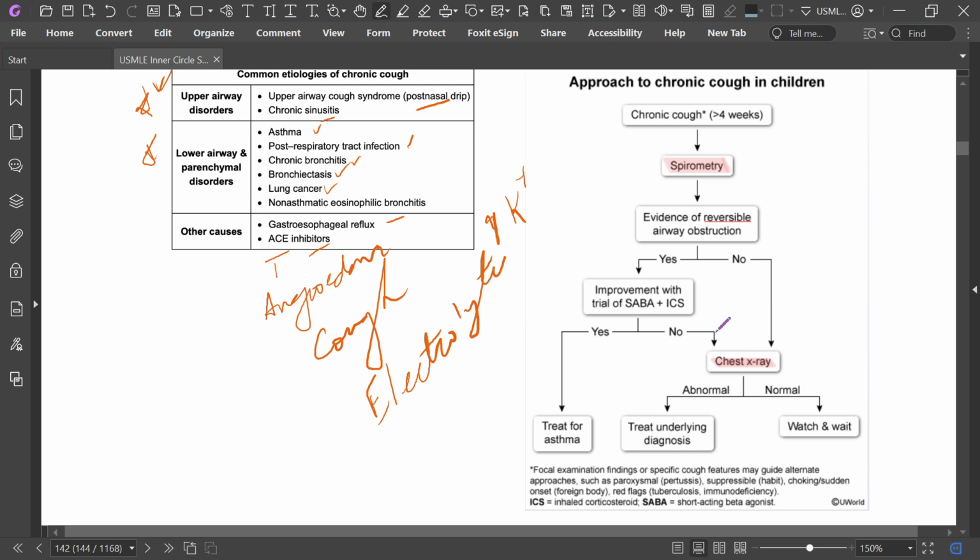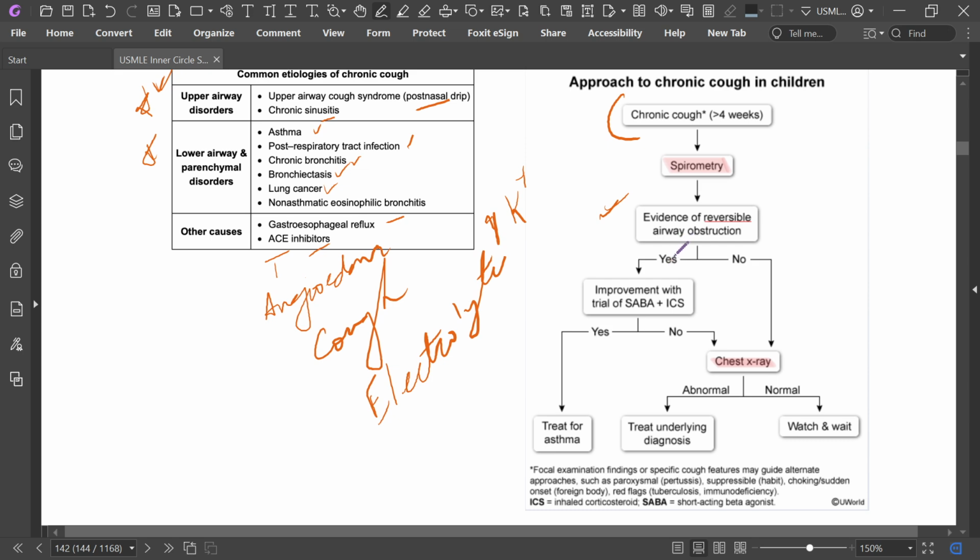Is it a paroxysmal cough? It may be pertussis. Is it suppressible? Maybe habitual. Is it choking or sudden onset? Maybe foreign body. And red flags like TB and immunodeficiency. If there is chronic cough for more than 4 weeks, do spirometry. Evaluate for evidence of reversible airway obstruction.